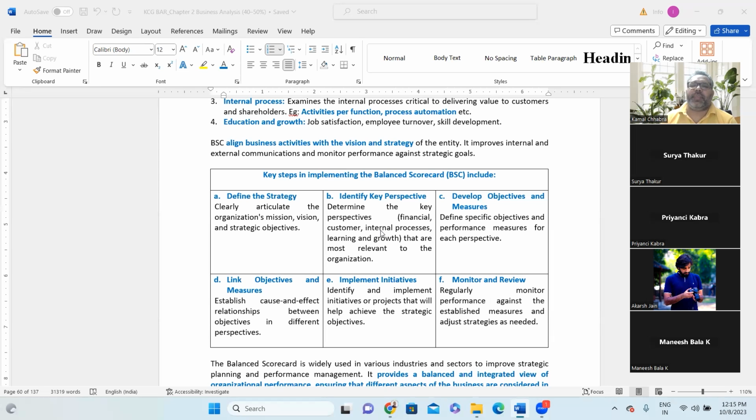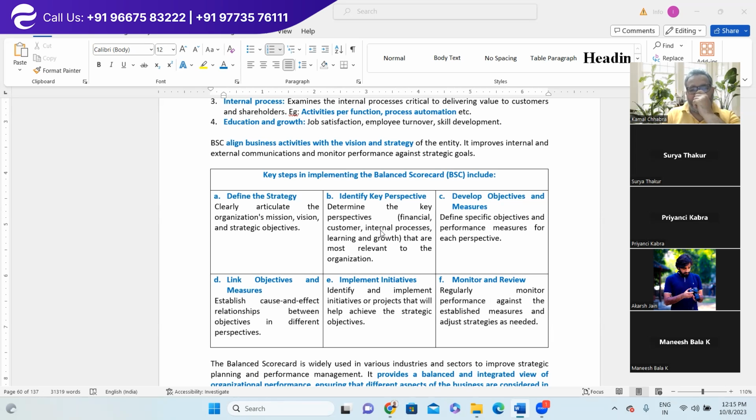Second is identifying the key perspectives. So determine the key perspectives, which are customer, internal process, learning and growth, that are most relevant to the organization. Once you have defined the strategy and identified the key perspectives, the third thing is developing the objectives and measures. Define the specific objectives which you want to achieve and the performance measure for each perspective goal. For example, if you want to do 10 university tie-ups, it has to be measurable. The goals should always be measurable, right?